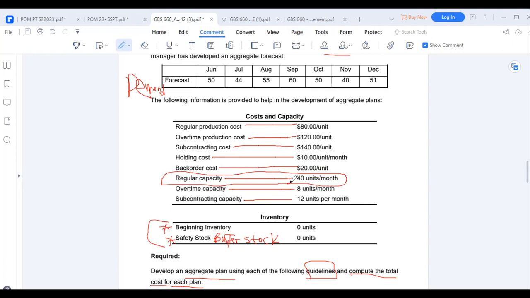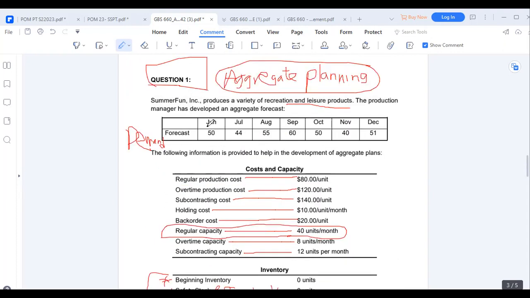All right. So getting down to this one, what it means is that we are supposed to meet our demand forecast of these units. 50 in June, July 44 units, August 55 units, September 60 units, October 50 units, November 40 units, December 51 units. So these are the demand units that we are supposed to meet.